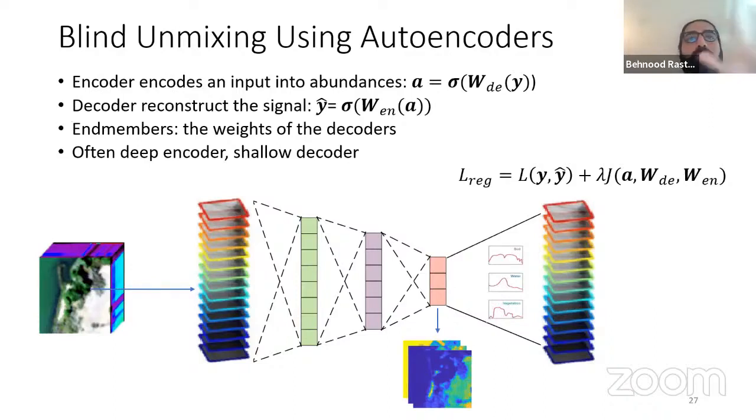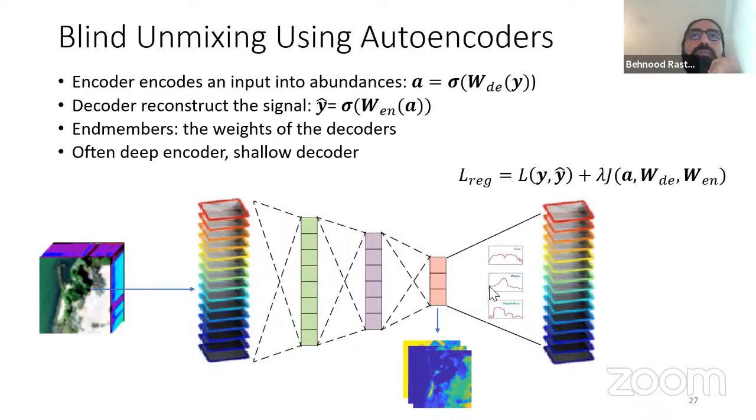So I assume that you're familiar with the concept of autoencoders. For unmixing, the encoder encodes the input into abundances, and then the decoder reconstructs the signal. So you apply your non-negativity constraint and your sum-to-one constraint on, most of the time, the last layer of your encoder, and then the decoder is always a shallow decoder. And the weights of the decoder are the endmembers.